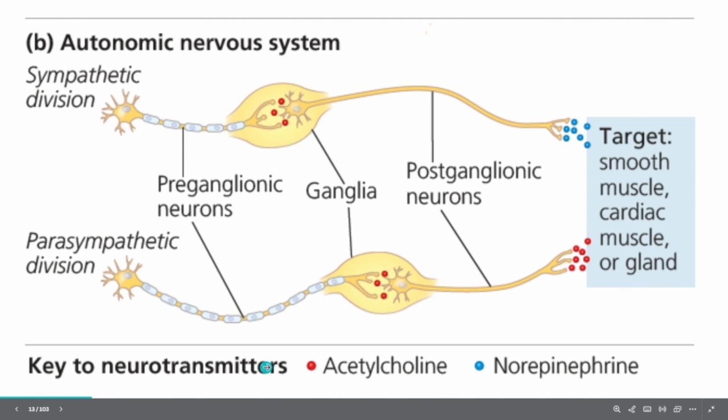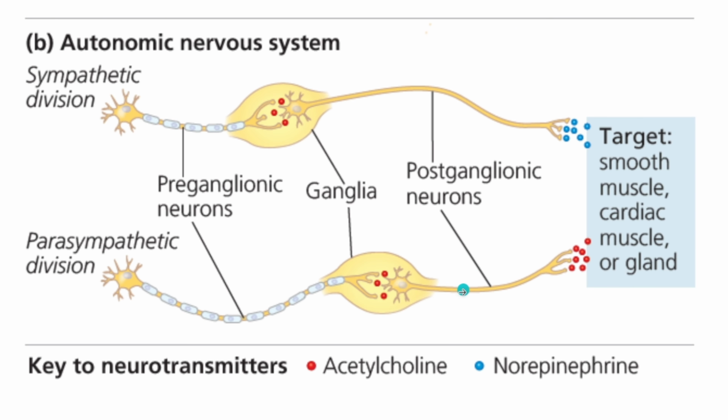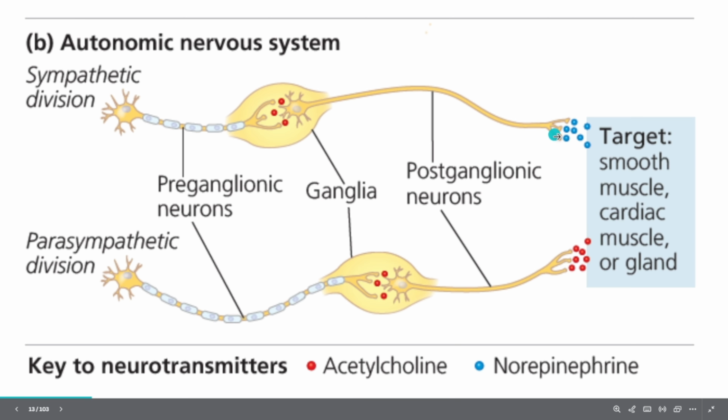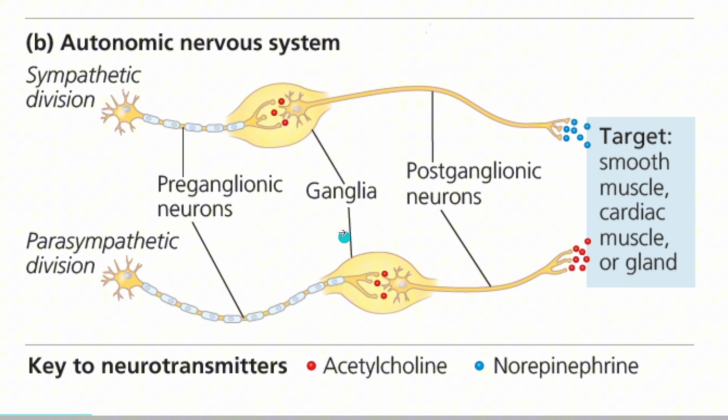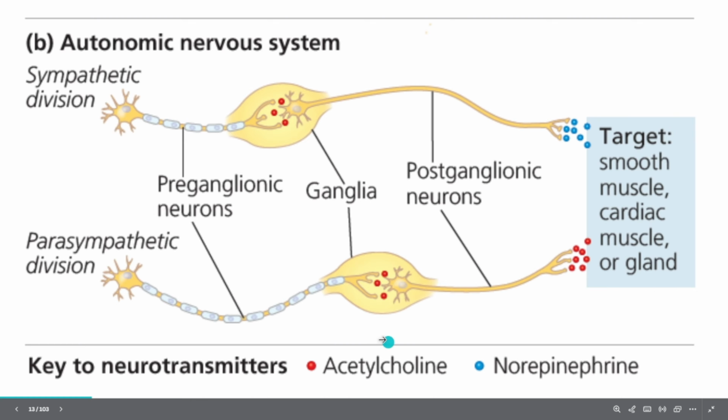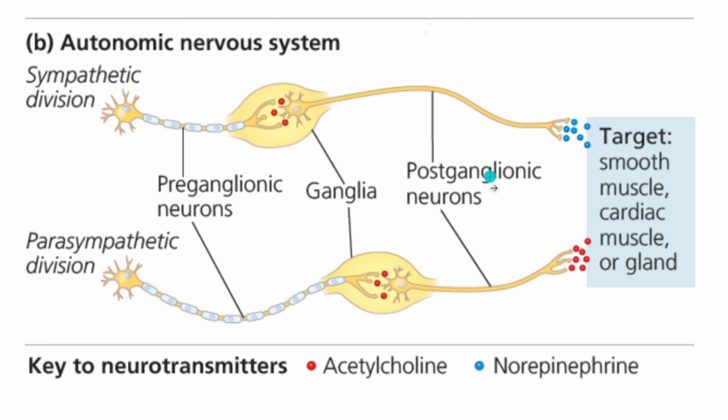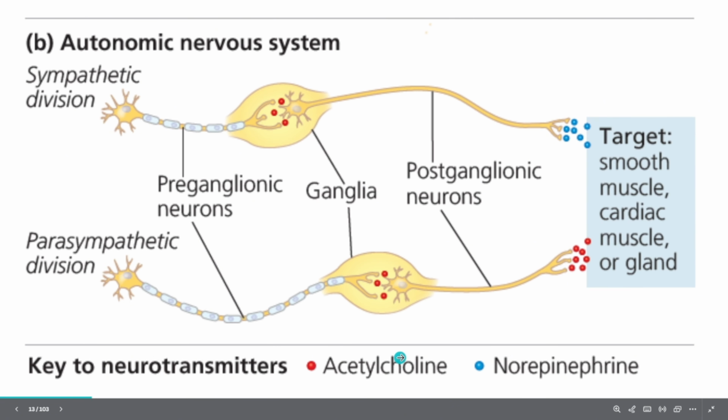The neurotransmitter involved at the ganglia of the sympathetic is acetylcholine, and likewise for the parasympathetic ganglia. Both of them involve acetylcholine, but the difference is at the efferent part, the post-ganglionic neuron at the effector part. For the sympathetic, your neurotransmitter is noradrenaline. For the parasympathetic, your neurotransmitter is similar to the ganglia one, still acetylcholine.